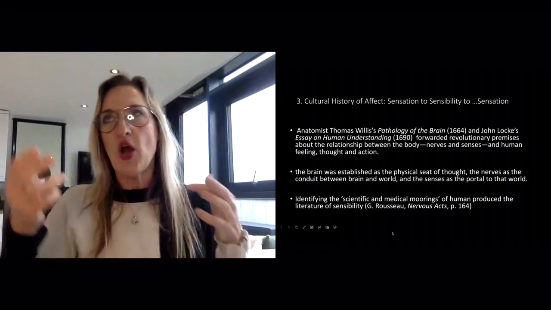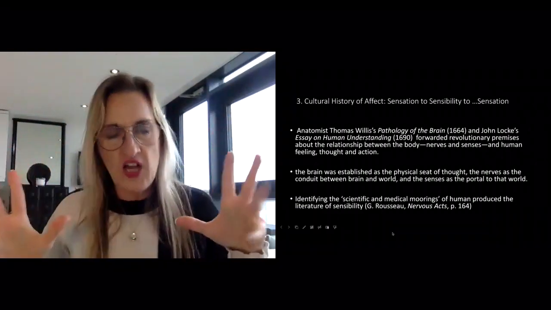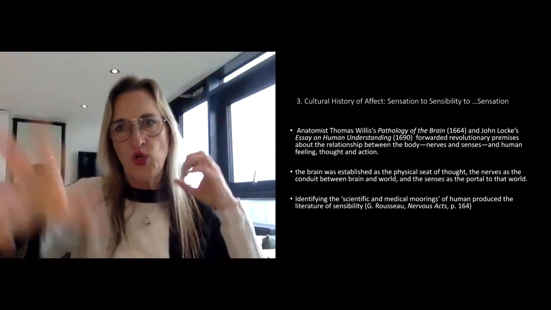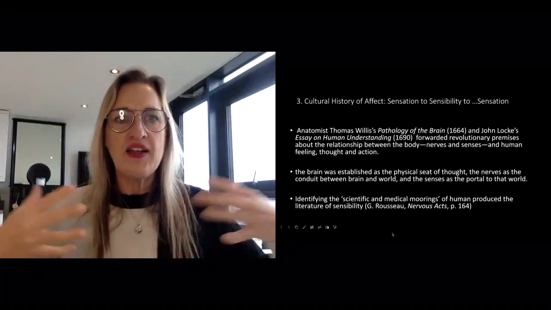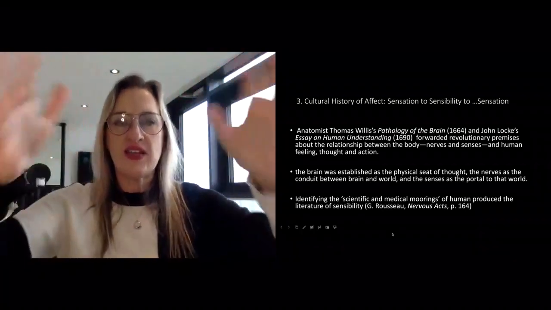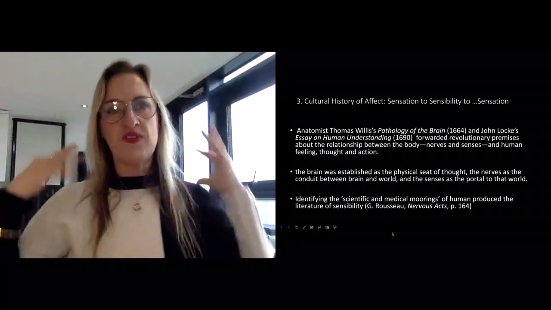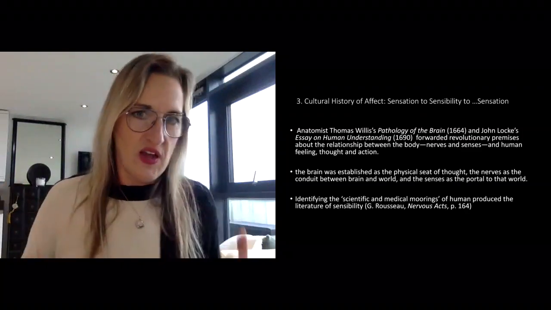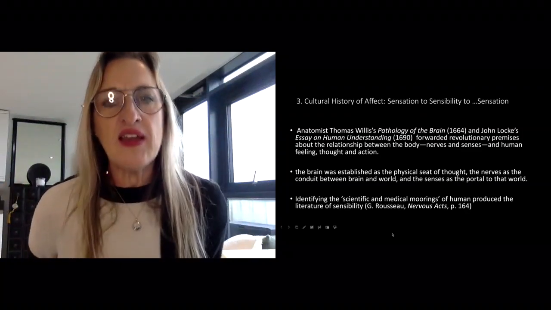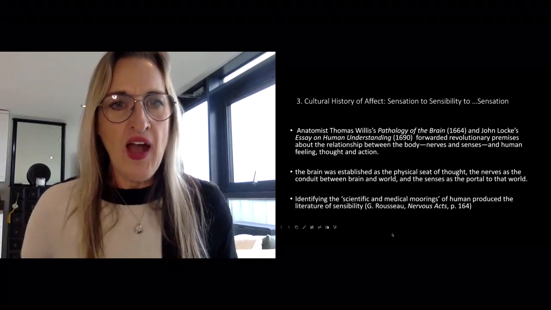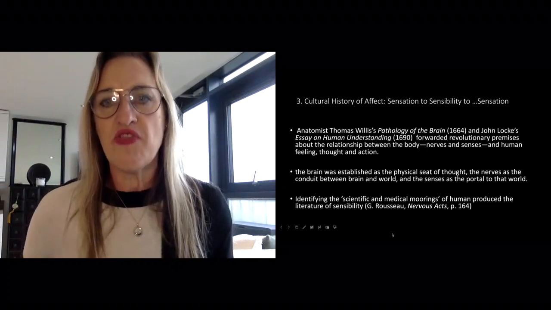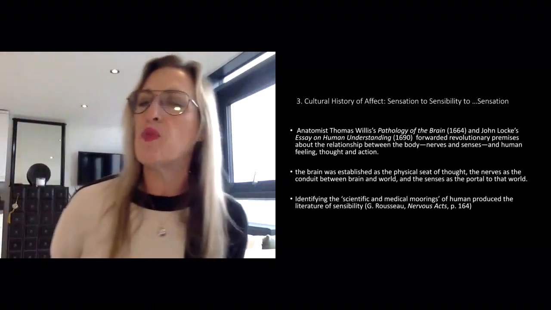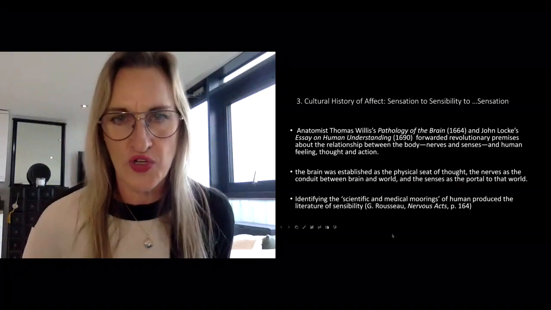In other words, your eyes, ears, touch, and all of that, these are the conduits between outside the world and inside the body. And those conduits, the senses, and then on the inside, the whole nervous system, is all about feelings and thoughts and actions and all of that. And the brain, they understood then, and we do now, was established as the physical seat of thought, the nerves as the conduit between brain and world, and the senses as the portal to that outside world.